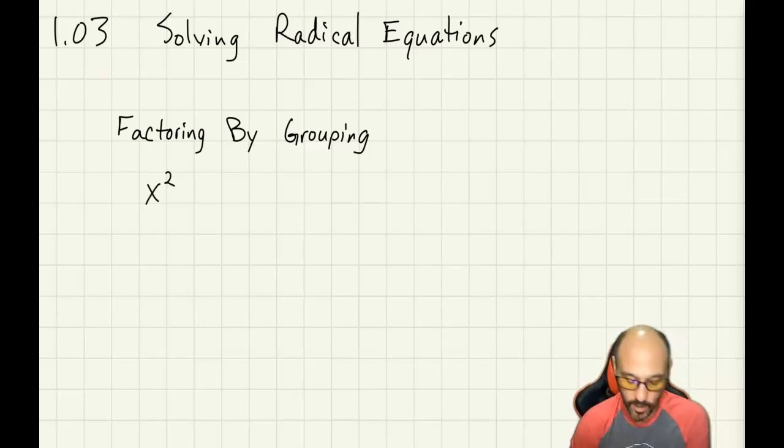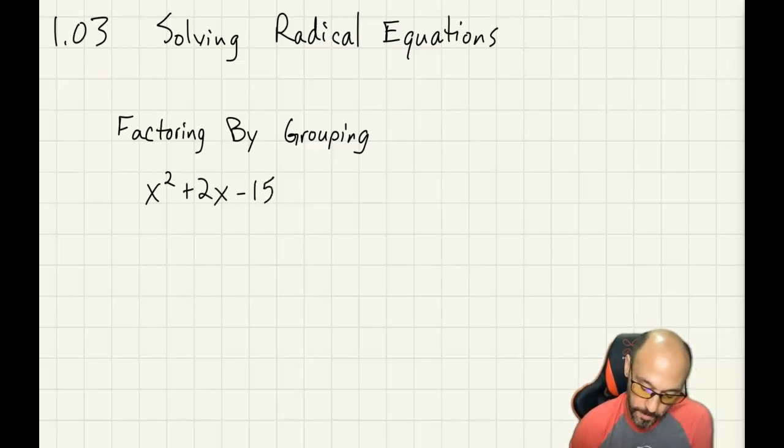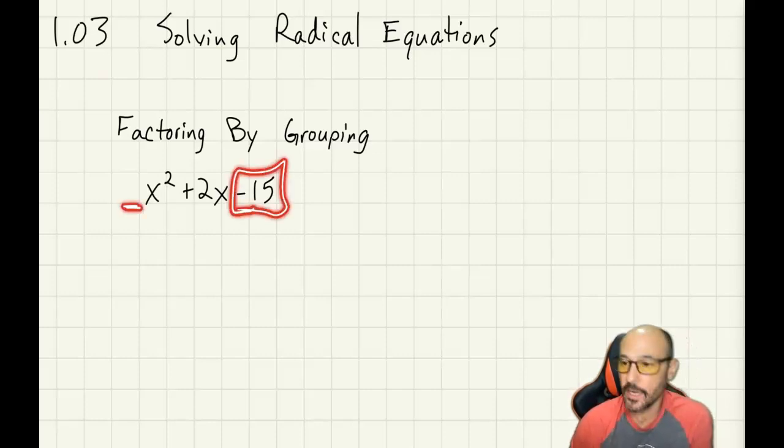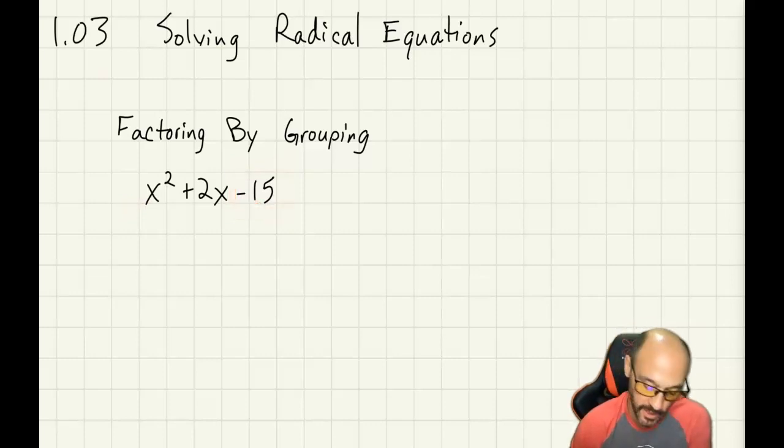Let's see, x squared plus 2x minus 15. Now, what we need to do is take the coefficient here and the negative 15, and multiply those together. So I'm just going to put that there's this 1 here, and then I'm going to highlight that 15 in green, negative 15. And so what we need is 1 times the negative 15, and that equals negative 15.